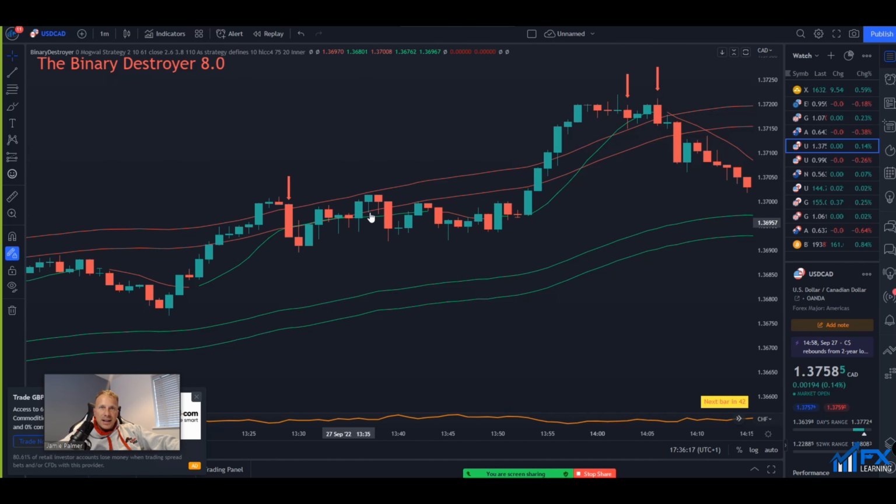Okay, here is a loss. Now see, this is the difference, right? Hopefully this trade wins. Please win.